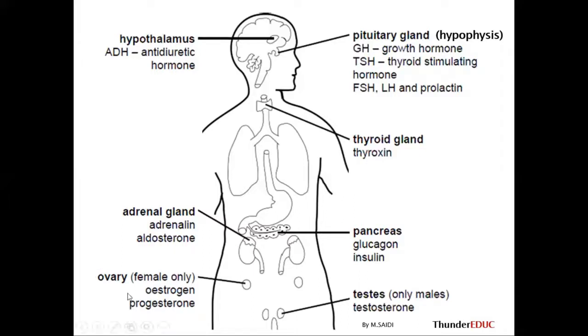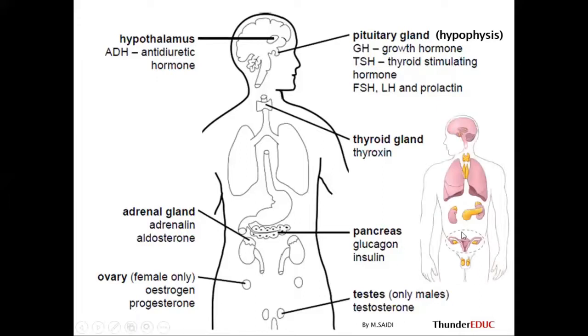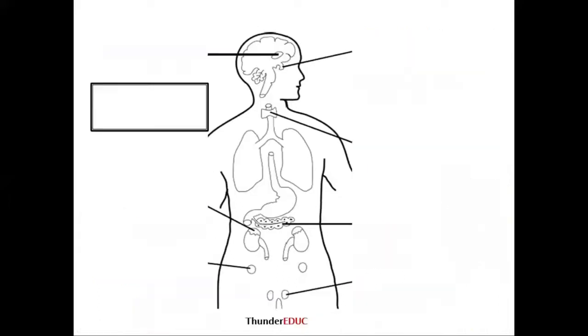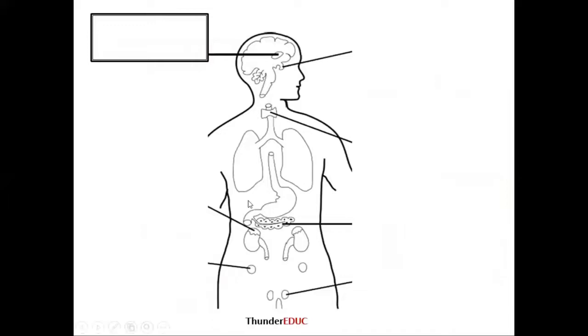So we are saying that the ovary produces estrogen and progesterone. We're going to look at these ones also. Let's look at them in detail. So this is how it looks like in real time. So let's look at it in detail.